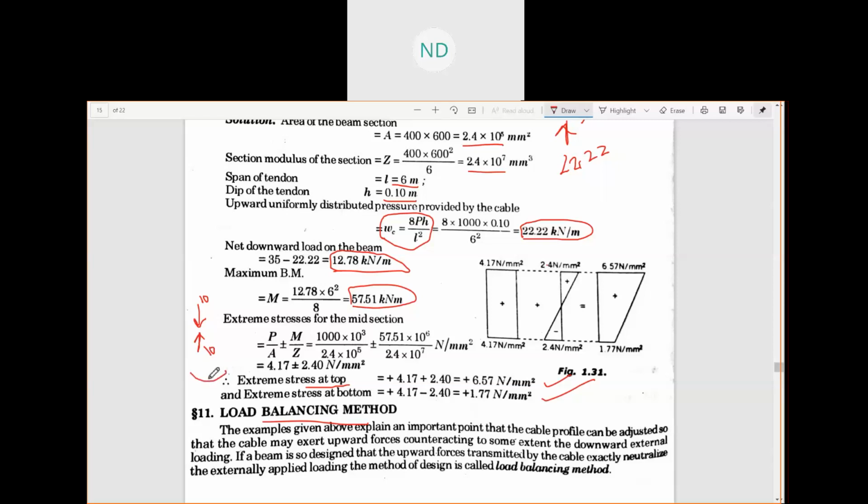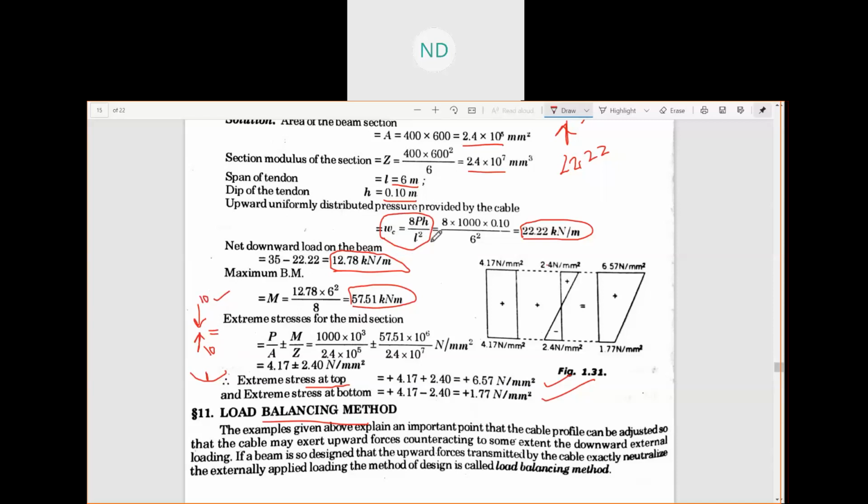In that case, we will have to design our dip. Suppose this is a parabolic profile, this dip you have to measure. We'll equate the downward load to the upward load. We know our downward load will have some value, like suppose 10 kilonewton, and in case of a parabolic profile, your upward load is 8Ph/L², so 8Ph/L² is equal to 10.